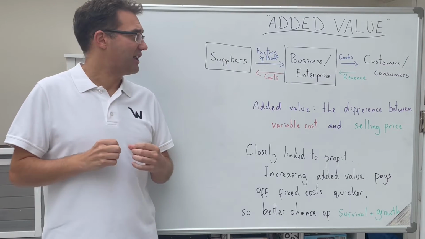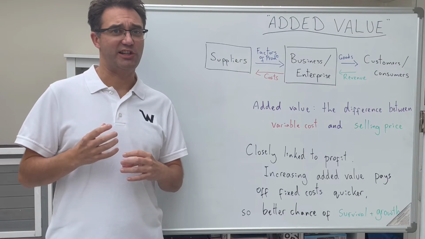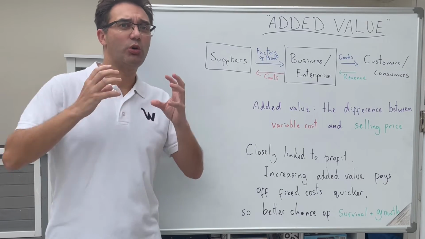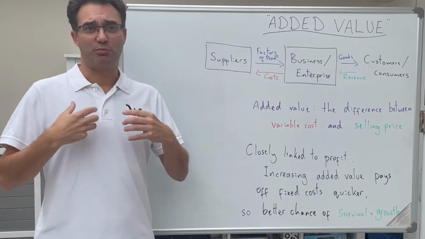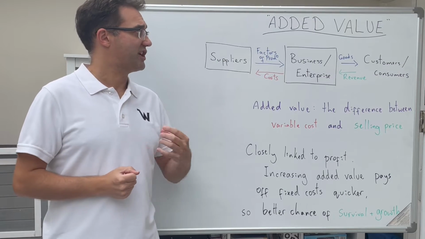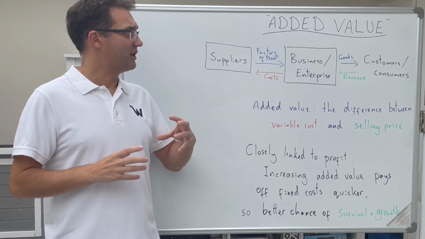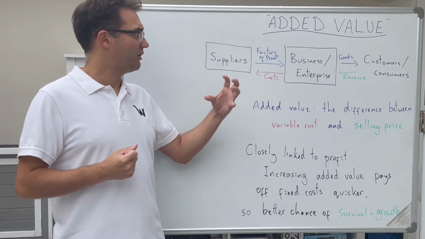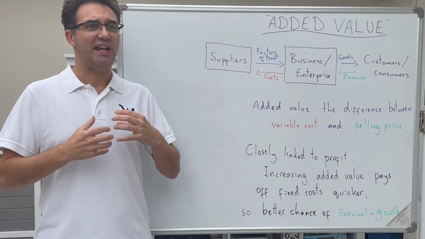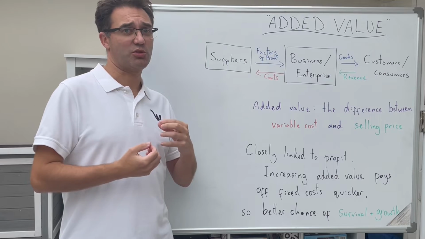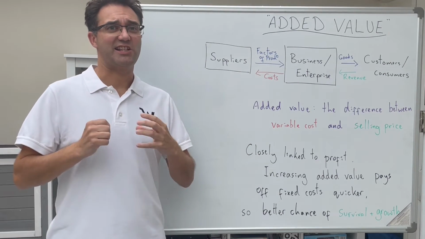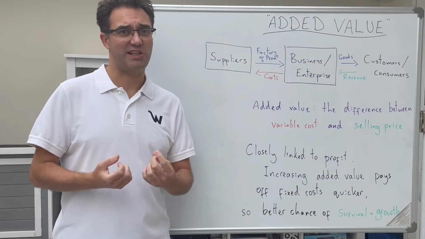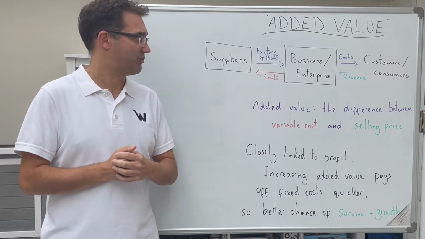Now, added value is the difference between the variable cost and the selling price. If we think back, one of the main roles of businesses is to organise the factors of production, to produce and then to sell finished goods or services onto consumers. And really what the enterprise here is doing is adding value by taking the factors of production and what they cost and being able to sell those finished goods or services to consumers or customers at a greater price and receive more revenue than it costs the business in buying those factors of production.